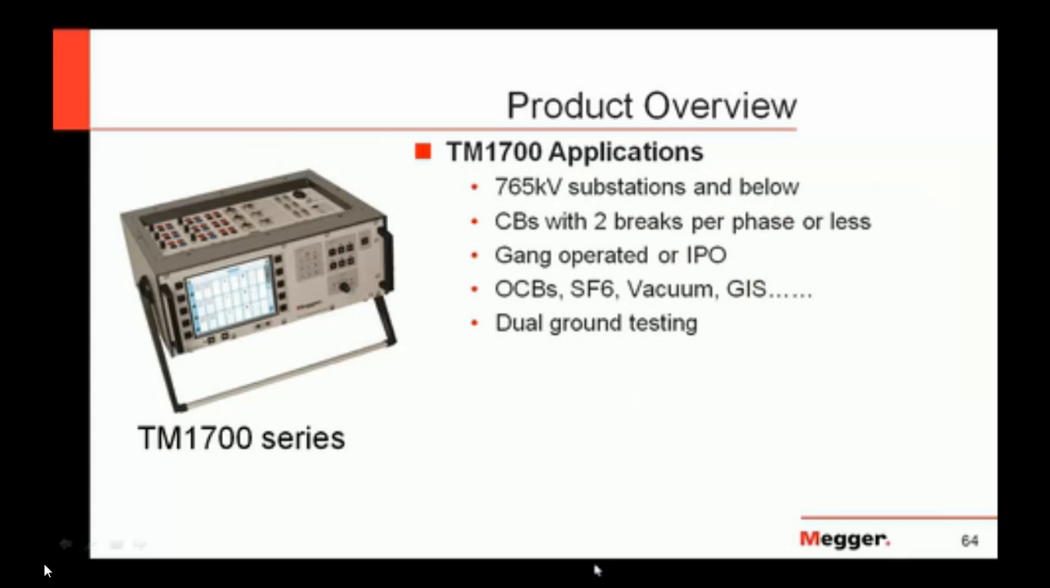Then as you go up to higher voltage, 765 kV, this one, the TM1700, will handle 2 breaks per phase or less. It can deal with gang operated or IPO circuit breakers, so oil circuit breakers, SF6, vacuum. One thing I'll mention, for GIS, we have an option where you can do dual ground testing, where you time a breaker with both sides grounded.